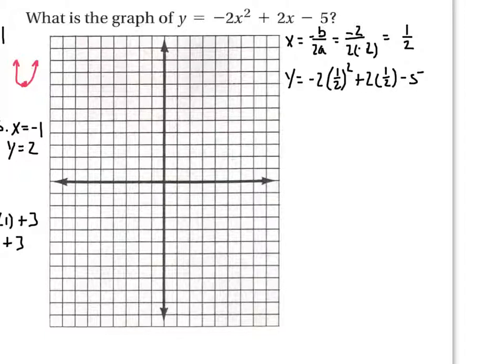Okay, (1/2) squared means 1/2 times 1/2. We're multiplying fractions. It's 1/4. When you multiply fractions, you multiply straight across the top, 1 times 1, straight across the bottom, 2 times 2, which gives you 1/4. So we have y equals -2 times 1/4 plus, what is 2 times 1/2? 1. 2 times 1/2 is 1, minus 5.